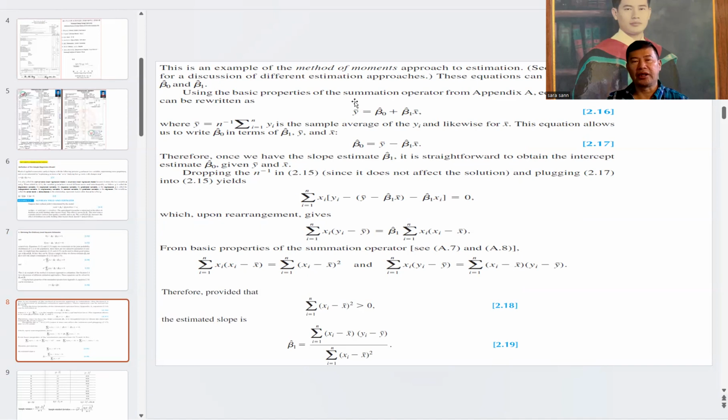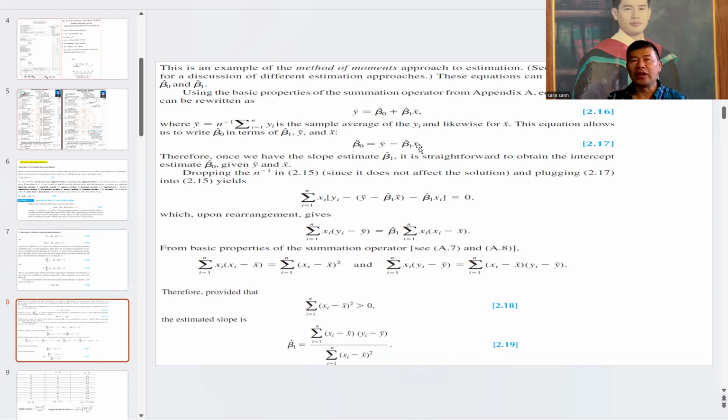So you got this one again: y bar equals beta 0 hat plus beta 1 hat x bar, where bar means the average. If you move beta 1 hat x bar to the left side, keeping beta 0 hat at the right side, it becomes beta 0 hat equals y bar minus beta 1 hat x bar. Okay, let's see what the author directs you.